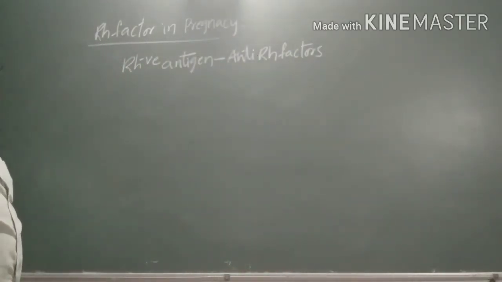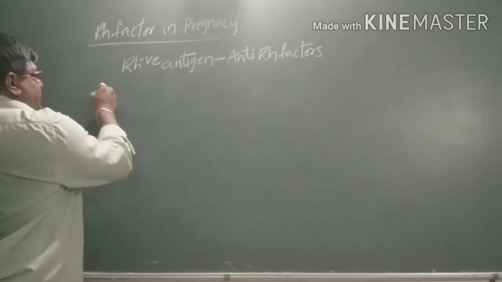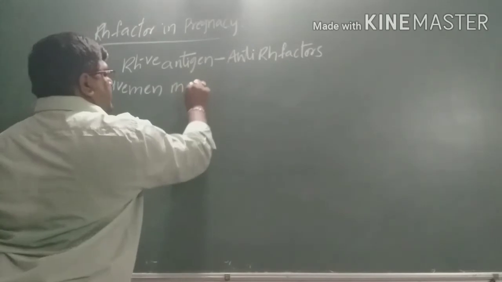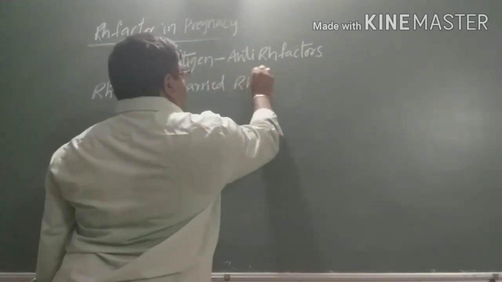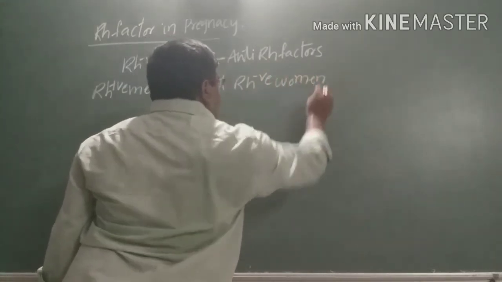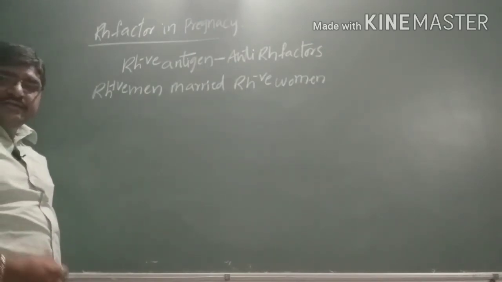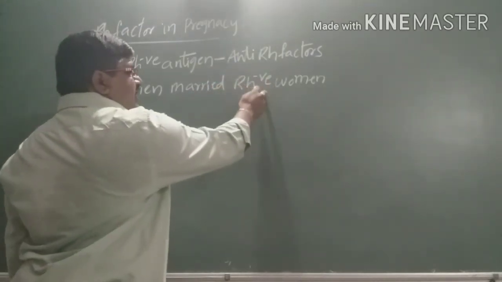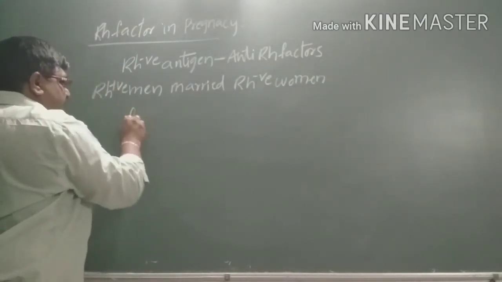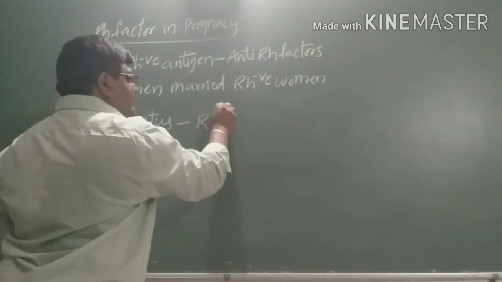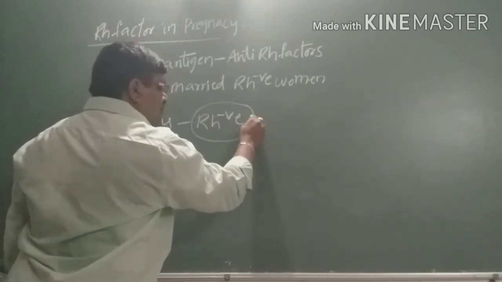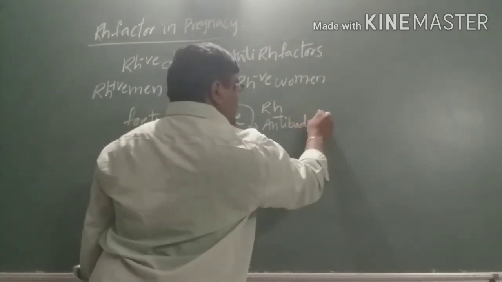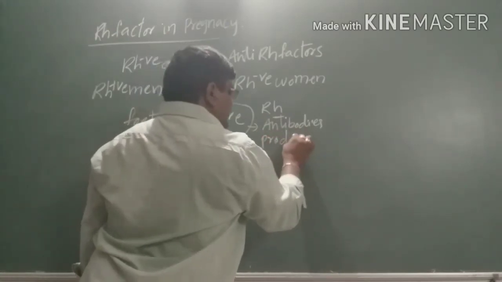Take an example where an RH positive man is married to an RH negative woman. Here either homozygous or heterozygous conditions can take place. If the fetus is RH negative, there is no antibody production. RH antibody production will not take place.